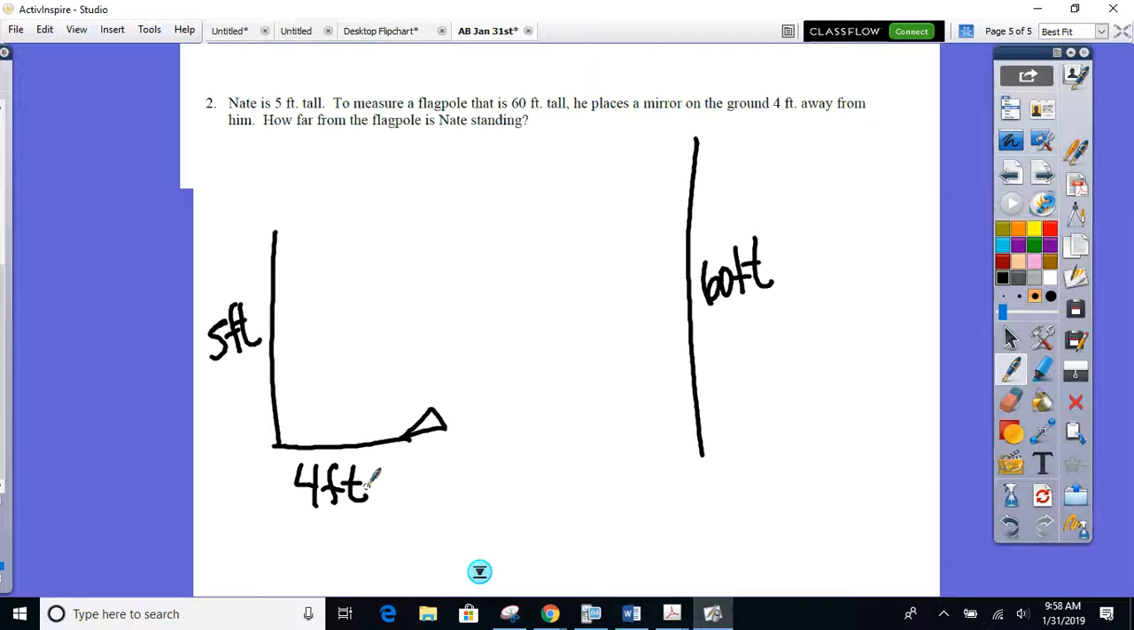I just wanted to get the setup here with you. How far is Nate standing from the building? I need to find this entire distance right here. Well, I have the 4 feet, but I'm missing what? If I knew the distance from the mirror to the flagpole, I'd add it with 4 and I'd have the total distance. Okay, can I find that distance?